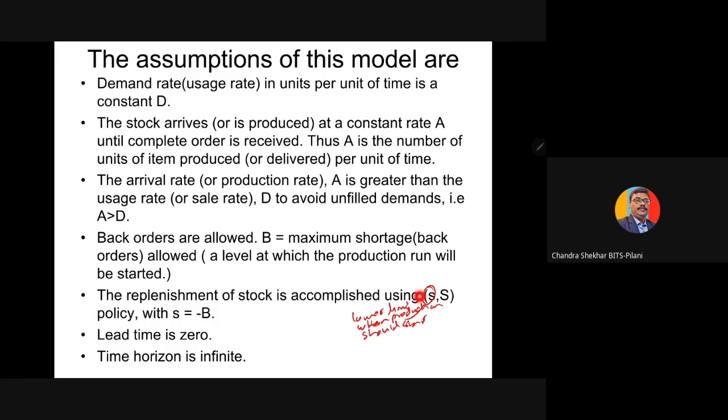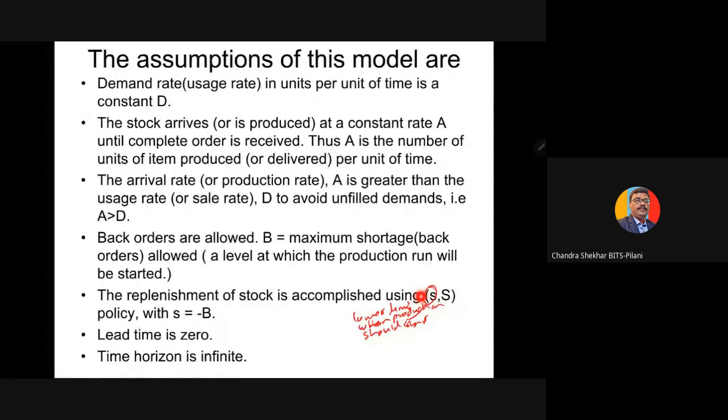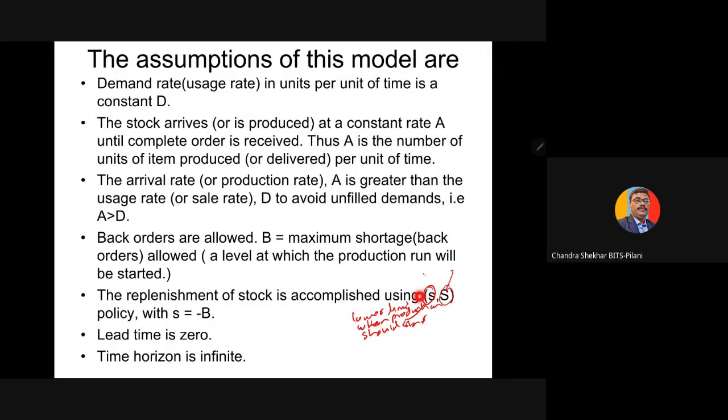So it is the lower limit when we have to start our production system, and capital S is the maximum limit to stop the production system. So here we follow the SS policy. In this case, when we start the production, small s is minus b, that is the maximum allowed shortages.